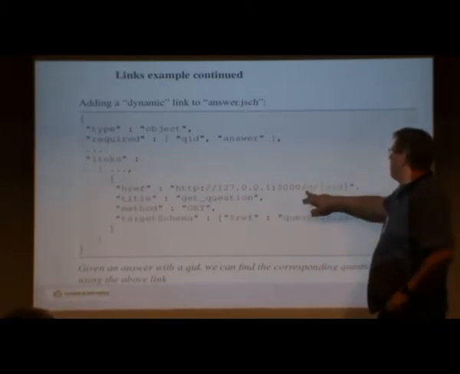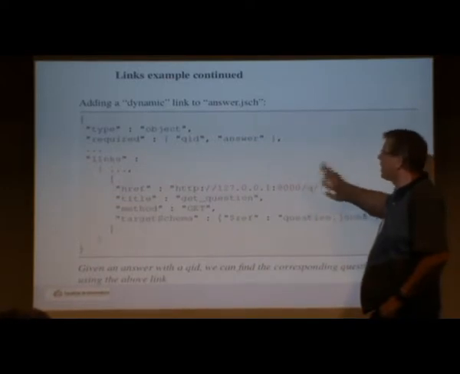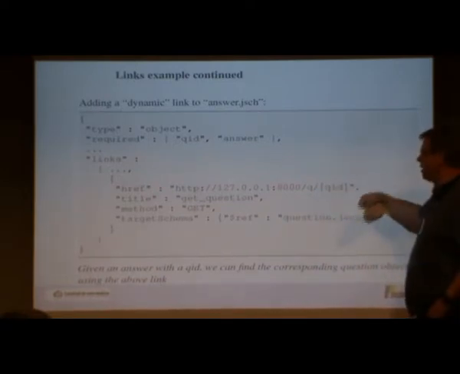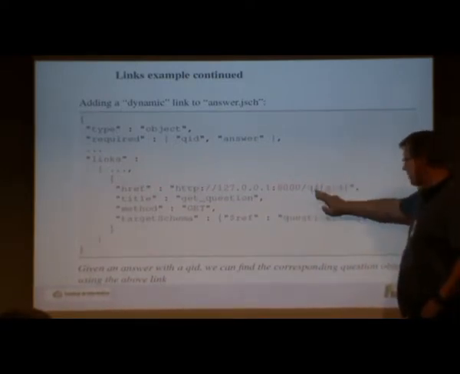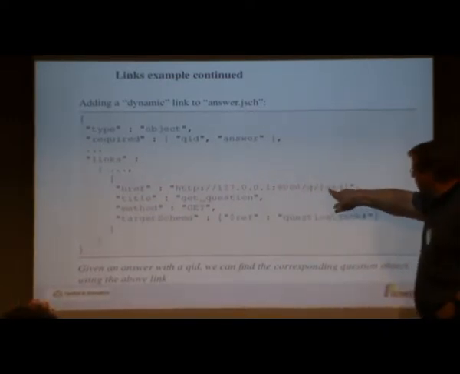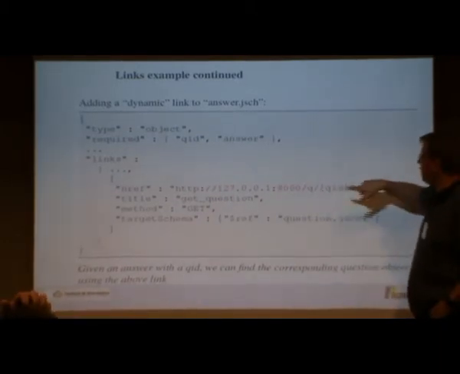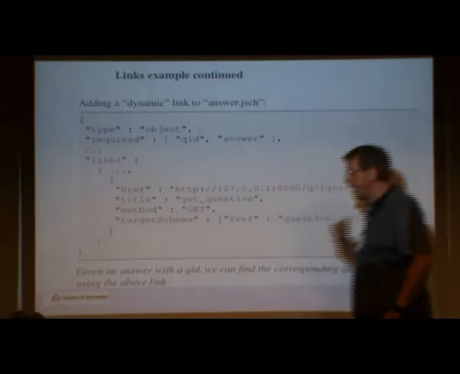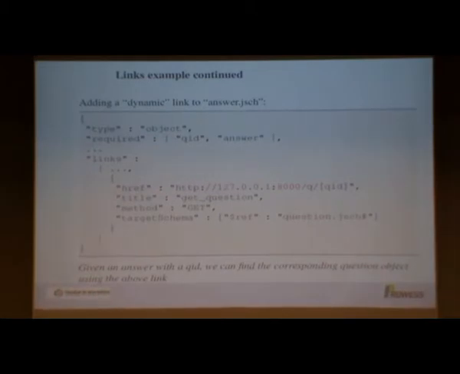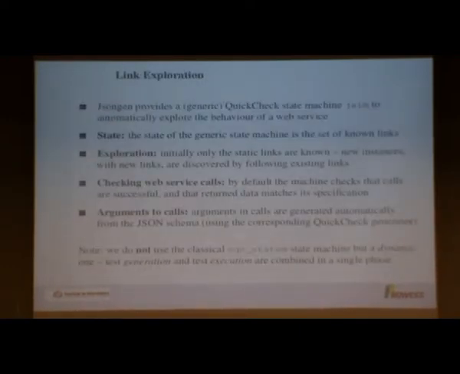We say that, given that we have an answer object, we can actually find the corresponding question object as well. And this is how we do it. We use this address, /q, where we plug in, so this is the syntax for plugging in the value of QID in the object. And this is GET again, and what we get back is a question, of course. So given an answer with a QID, we can find the corresponding question object using the above. So links are actually pretty useful then.